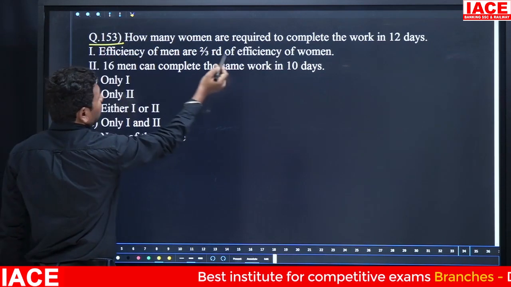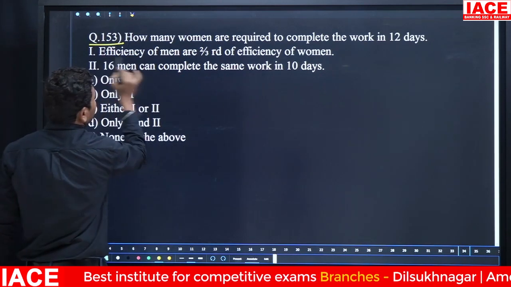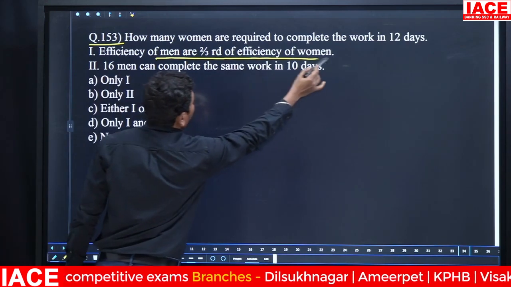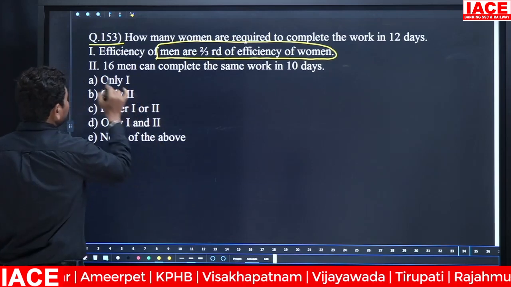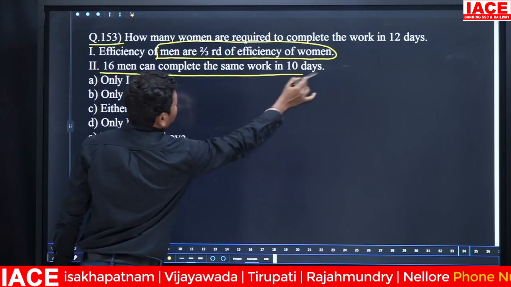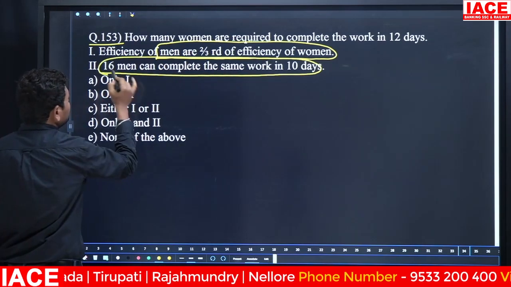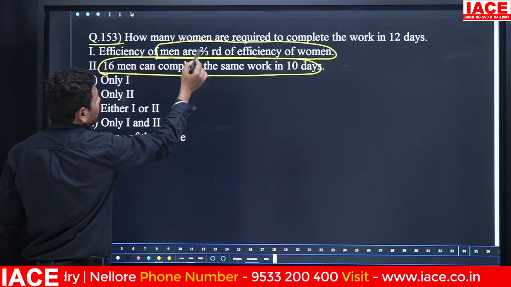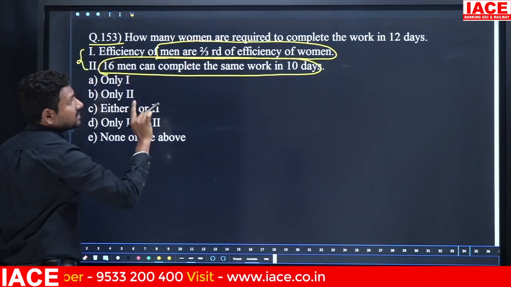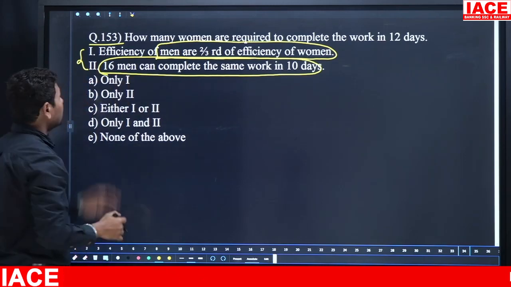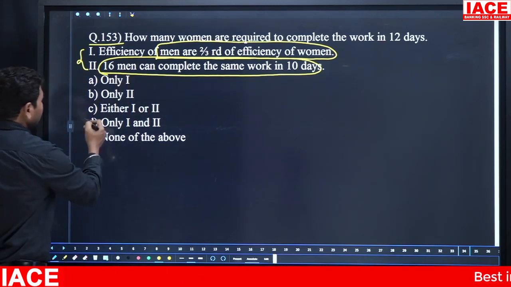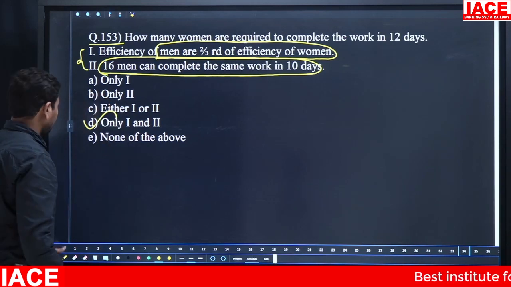How many women are required to complete it in 12 days? Efficiency of men or efficiency of women is clearly mentioned here. Men to women efficiency is there. And in the second statement they mentioned 16 men can complete a work in 10 days. Once you have 16 men and efficiency, when you combine these two statements, compulsorily you will get how many women are required to complete the work in 12 days. That means compulsorily you require two statements. Option D is correct.